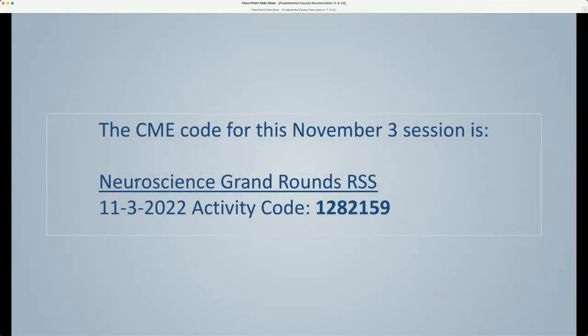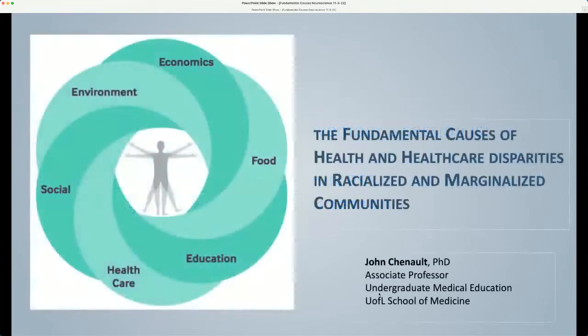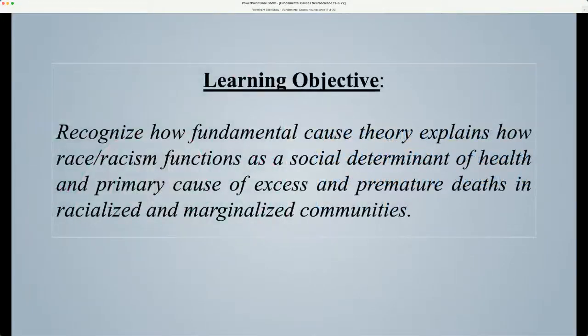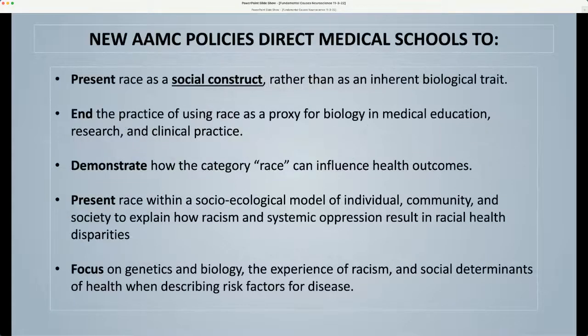And so here's your code for this session, and I'll show it again at the end. So we're talking about the fundamental causes of health and healthcare disparities in racialized and marginalized communities. And our primary learning objective is to recognize how fundamental cause theory explains how racism functions as a social determinant of health and primary cause of excess and premature deaths in racialized and marginalized communities. So actually I jumped ahead here.